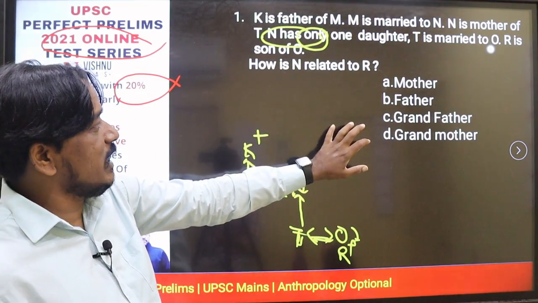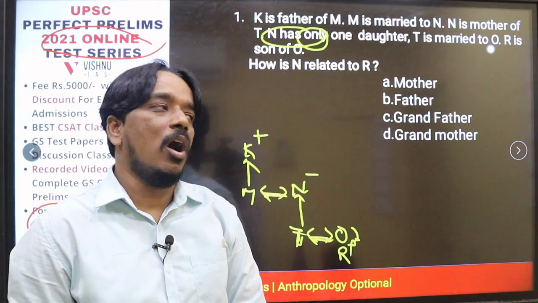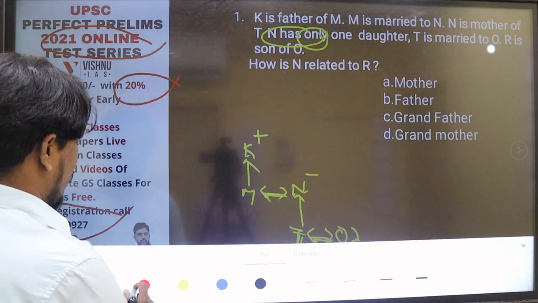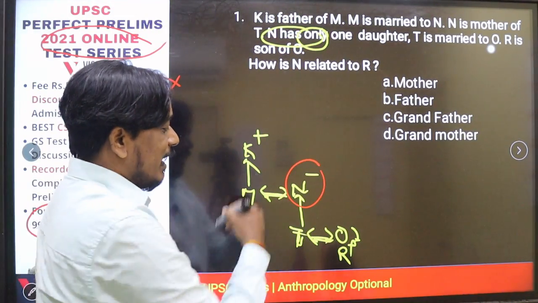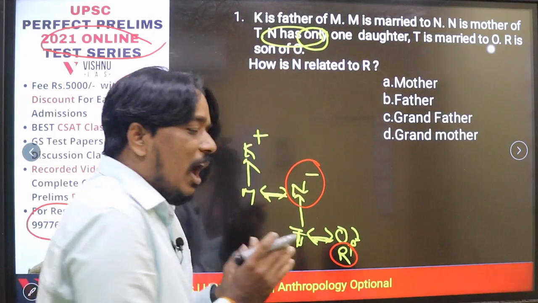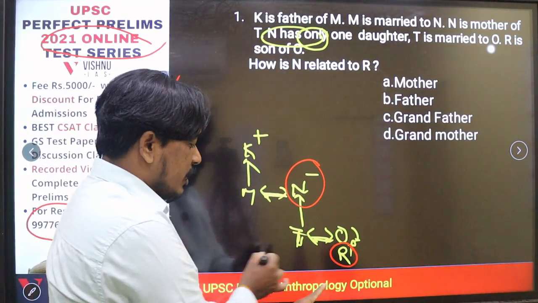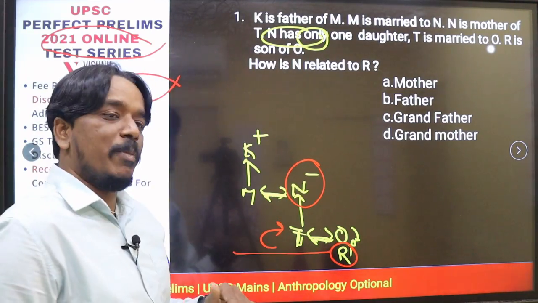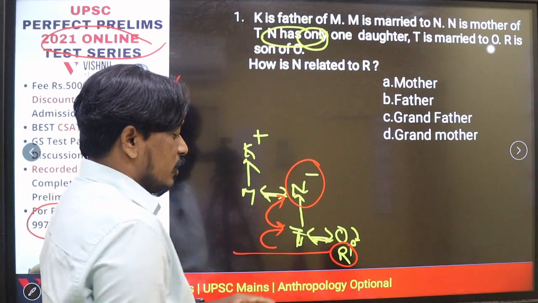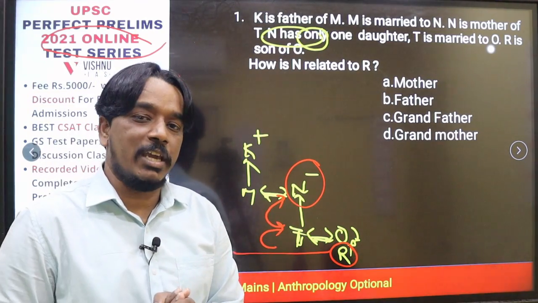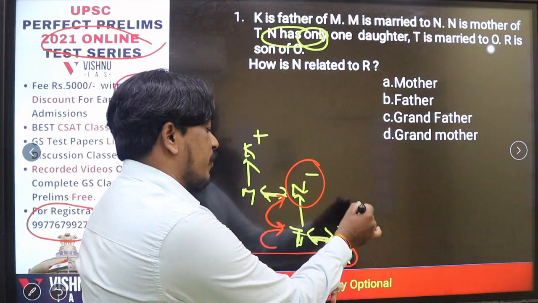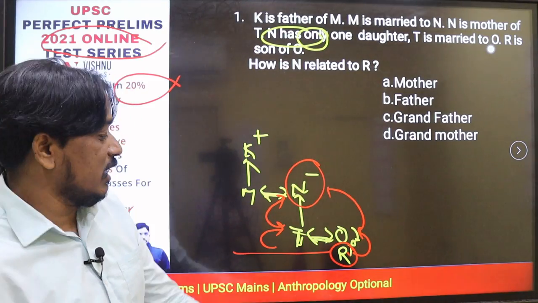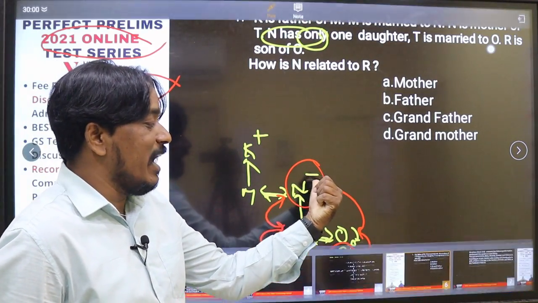Next, what is the question? How is N related to R? We are talking about N. How to answer here? From R, if you observe particularly, my parent generation, R's parents are O and T. We are taking one more generation. So from R to N, a 2 generation gap is there, but definitely my parents we can take directly. R's parents are O and T, and O's parent is N directly. So N is a grandparent.